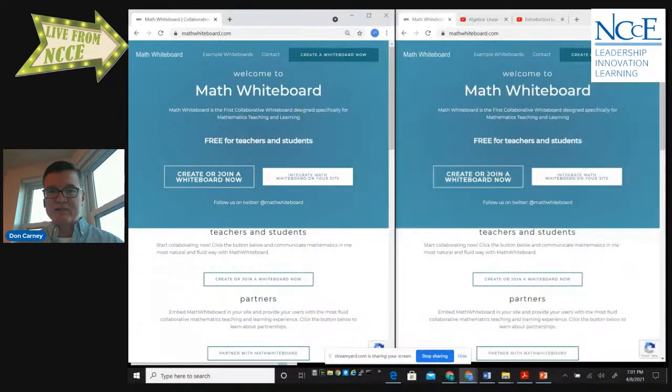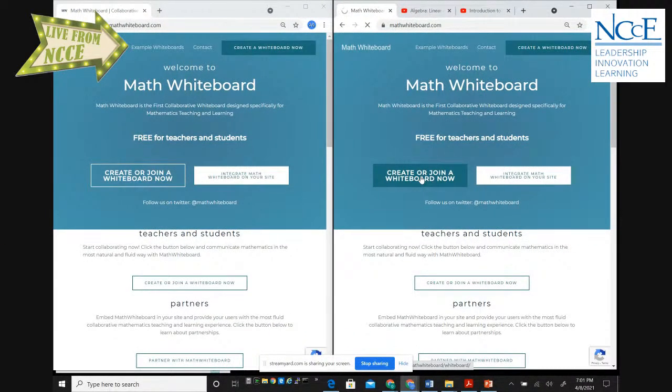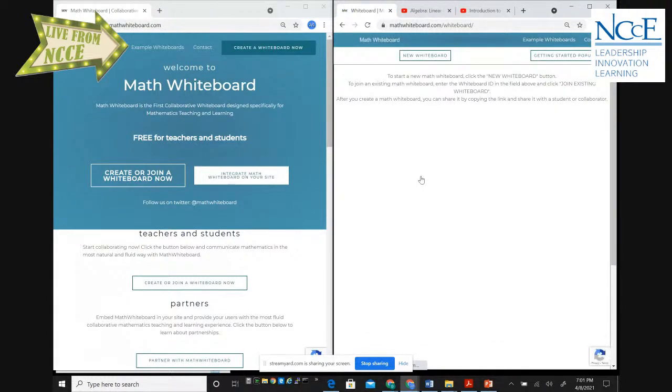So let's jump in really quickly here. I'm going to open up a MathWhiteboard. By the way, I happen to have two browser windows open here on my screen, you'll notice. That's because I'm going to be showing you at some point the synchronous, real-time interactions that a teacher and a student might be able to have. One of the reasons we built MathWhiteboard was that we wanted to provide an online tool for math teachers to communicate synchronously with their students.